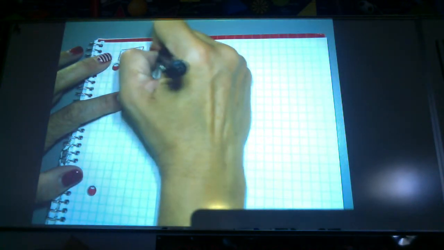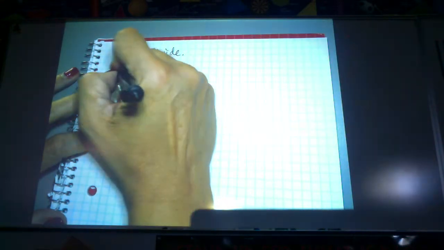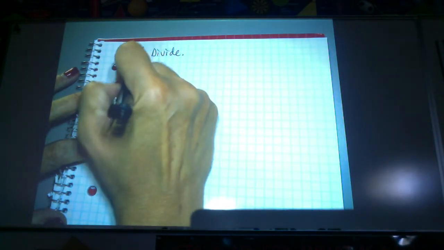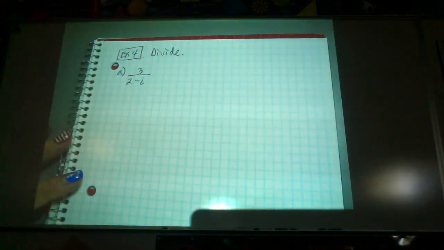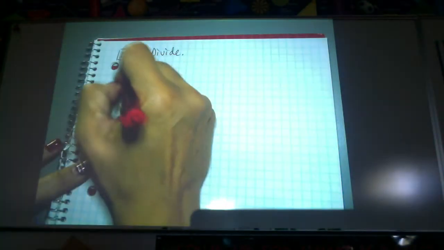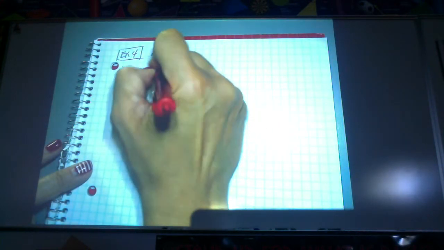So working with the theory of conjugates and fractions, we are going to divide. So part A, we have 3 over 2 minus i. Normally we'd leave it like that, but we have an imaginary number in the denominator. Can't have that. So what is its conjugate? 2 plus i. We're going to multiply top and bottom by 2 plus i.